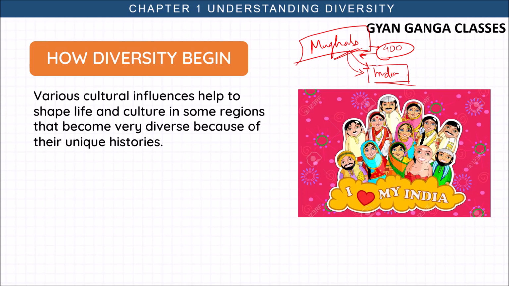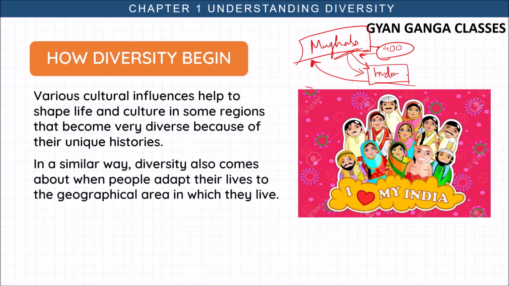Some people might be influenced by the Mughal style or Mughal culture, then they might end up like starting or living their lifestyle in that way. So that is how the diversity takes place. And third way, in the similar way, diversity also comes when people adapt their lives to geographical area in which they live. And suppose let us take an example of an island.